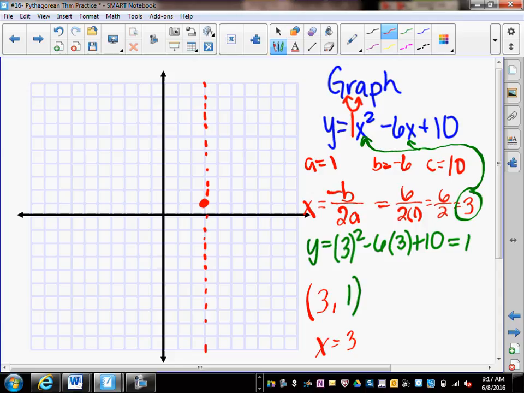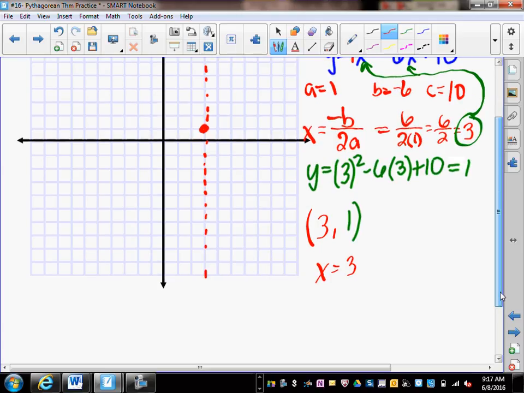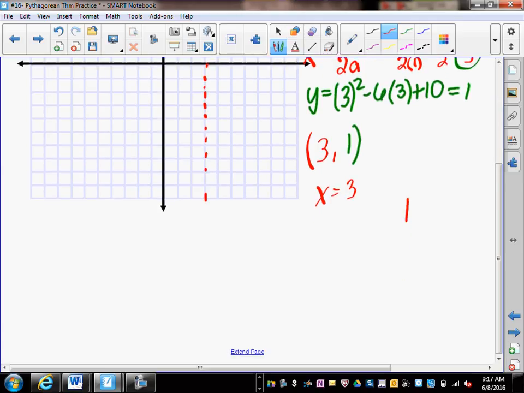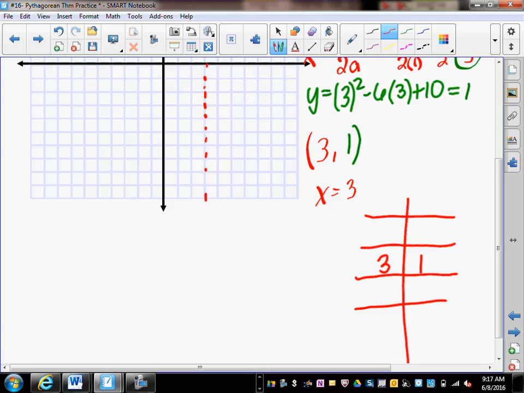All right. So now we just need to pick some points to the left and some points to the right. My vertex, I'm going to draw my table here. My vertex was (3, 1). I need to pick 2 before and 2 after. So I'm going to go with 1, 2, 3, 4, 5. Because again, as long as you put your vertex in the middle, you should see that symmetry.